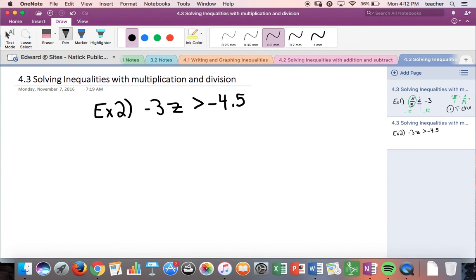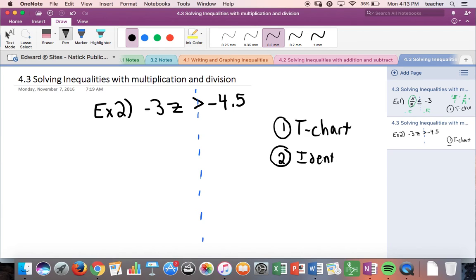So my first step is going to stay the same. I'm going to create a t-chart. I'm going to take it in a different color. We'll use blue again, and I'm going to create a dashed line that goes down my inequality symbol as a placeholder. Then I'm going to perform step 2, and step 2 is identify the operation being performed to the variable.